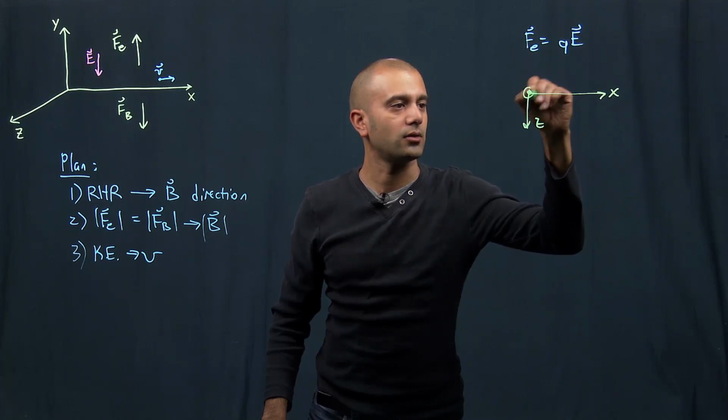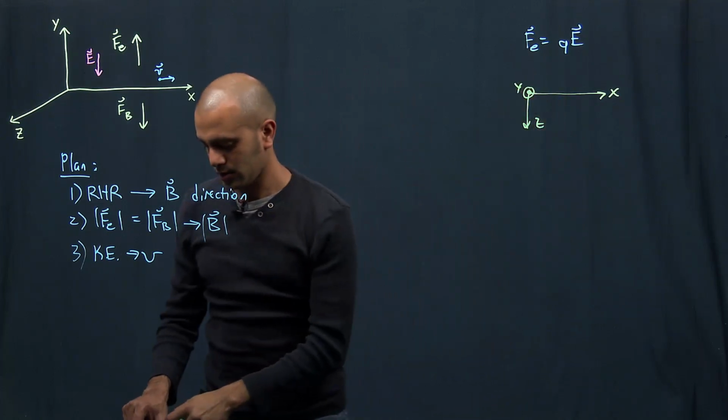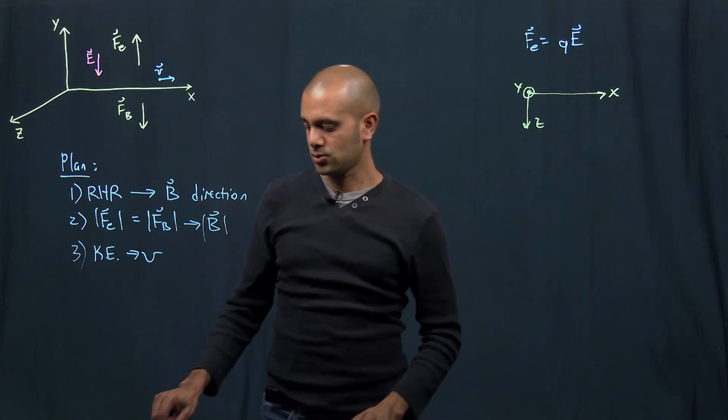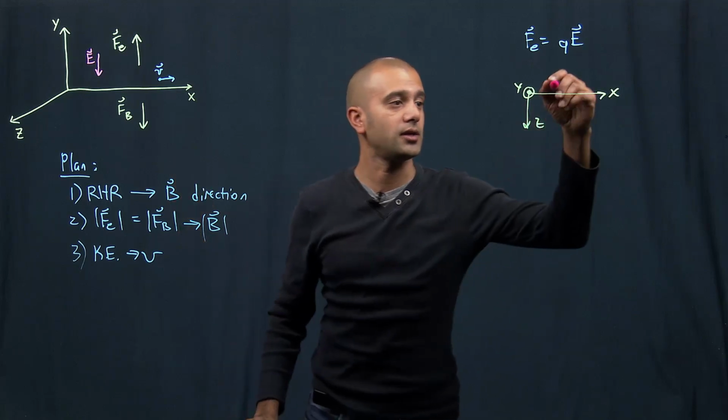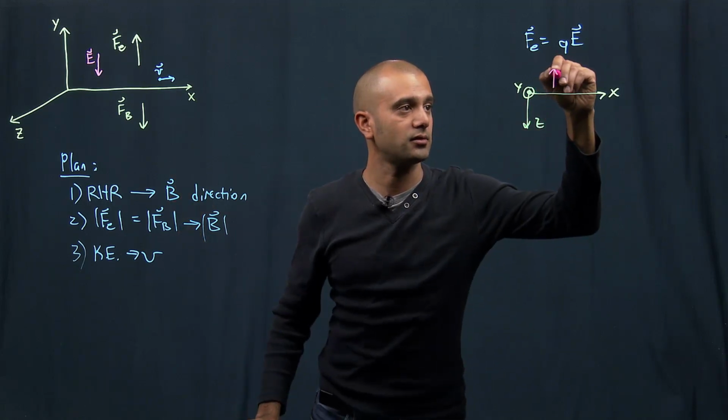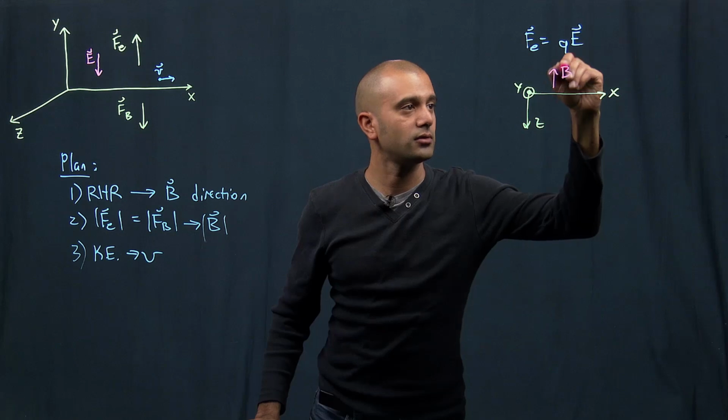And then y comes out. And so like I was saying, the field direction should point in the negative z direction. So in that case, that'll look like this on this diagram. So this is the magnetic field.